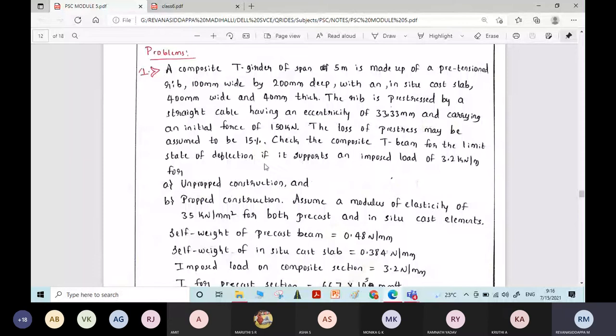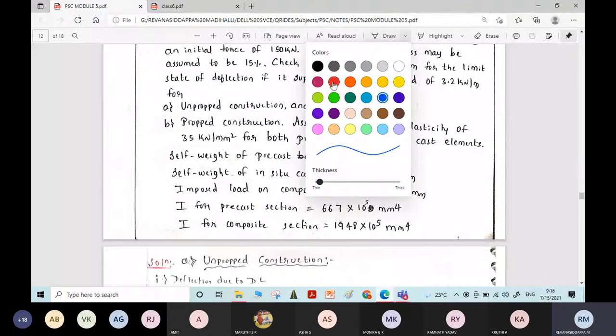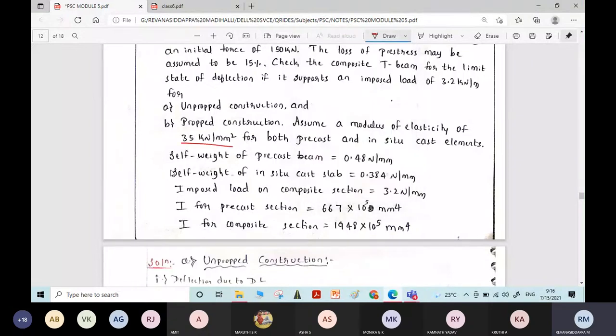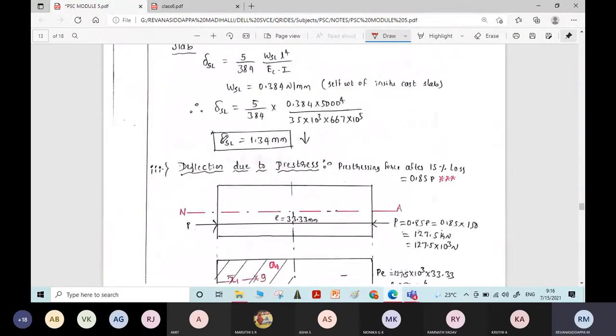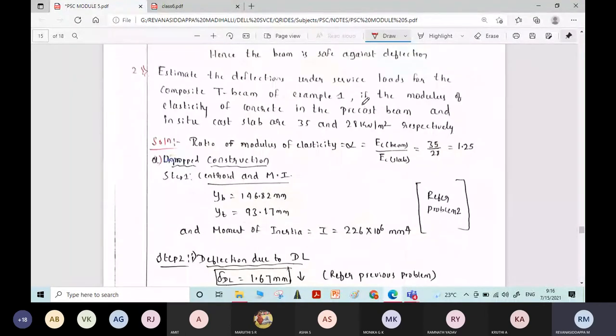Here it is given, correct? 35 kN per mm square was the given data for both the precast and in-situ cast elements, means for beam and the slab, it was same. But in this problem, it is different. The modulus of elasticity of the beam and the slab are different. For beam it is 35, for slab it is 28 kN per mm square. Mm square, it is not meter square, mm square.